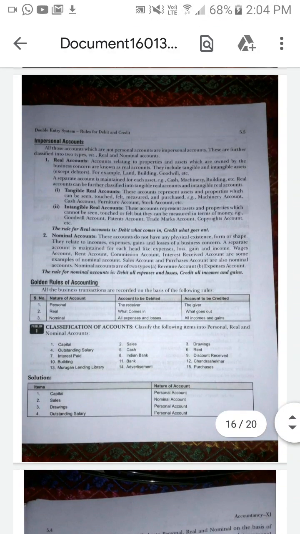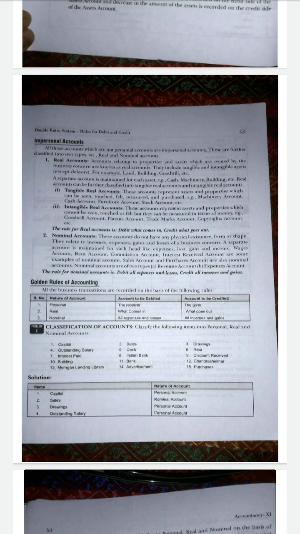The next one is impersonal accounts. Impersonal accounts are divided into two types: real accounts and nominal accounts. The real accounts are subdivided into two types: tangible real accounts and intangible real accounts.